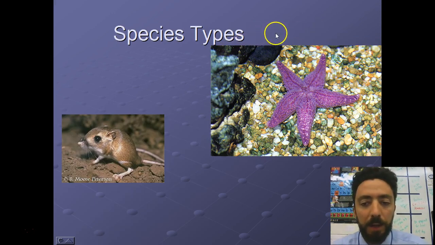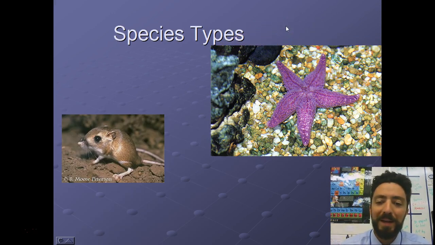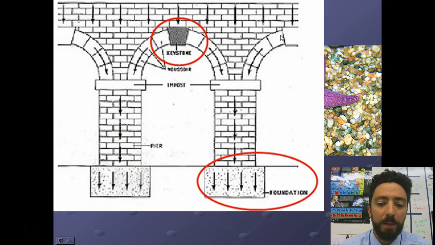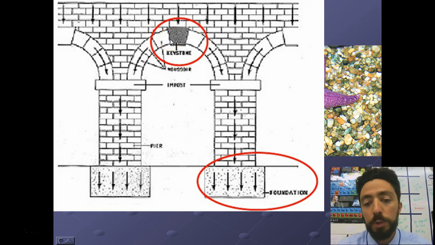Species types. All right, two types of species that are kind of tough to keep apart are the foundation and the keystone species. Now, I know this picture is not the easiest to read. The foundation is here at the bottom of the pillar. The keystone is here at the top. And so the same is true for the species.